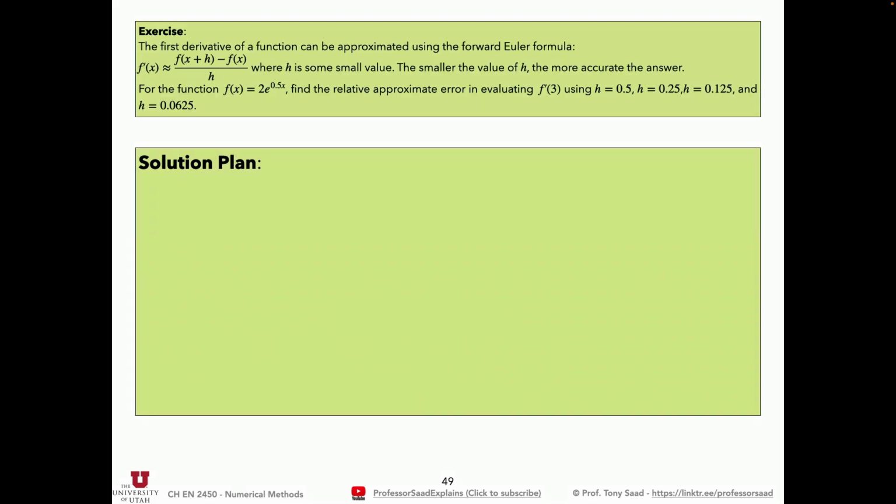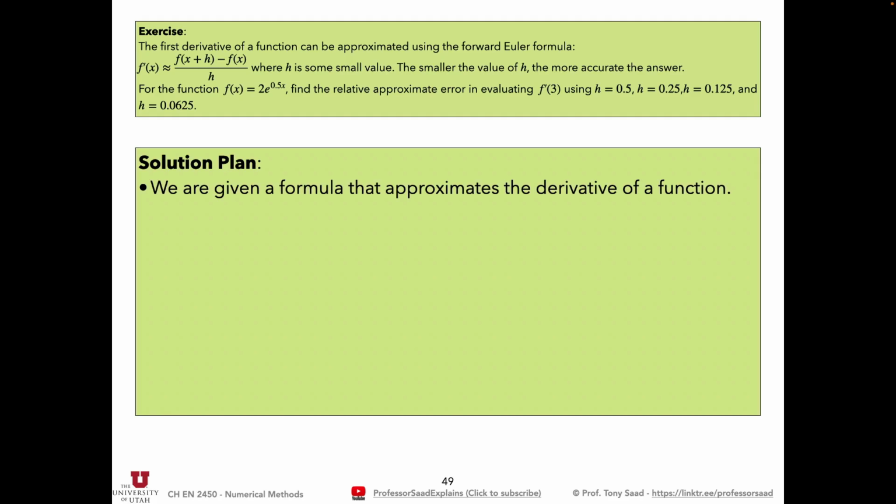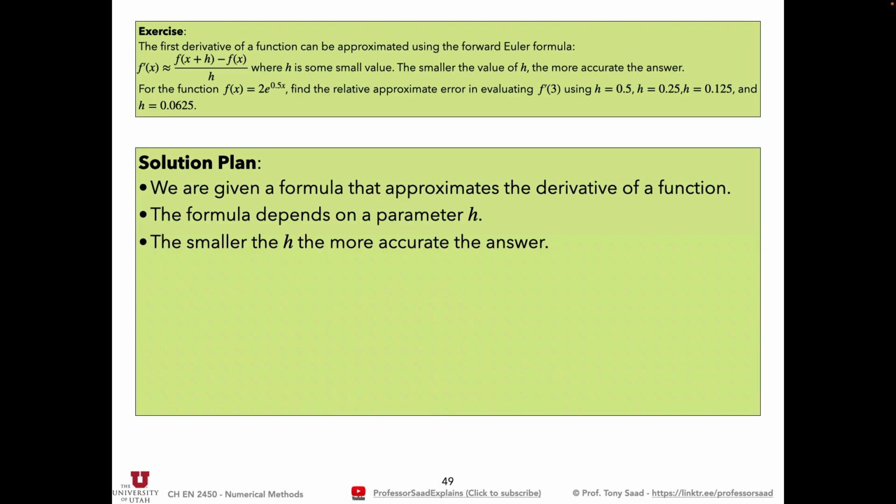And I'm outlining a solution plan just to give you an idea of how I would think about it if I were you. I'm not going to do this for every problem. On some problems that are complicated, I'll do this with you. But just to illustrate the concept of how I would approach it in a very systematic and simple way. So first, I'll tell myself we're given a formula that approximates the derivative of a function. And this formula depends on a parameter h. The smaller the h, the more accurate the answer. So this is where your insight comes in. You have to recognize that the smaller the value of h, or the more terms you add to the approximation, the more accurate you are. That's going to be the key insight here, okay?